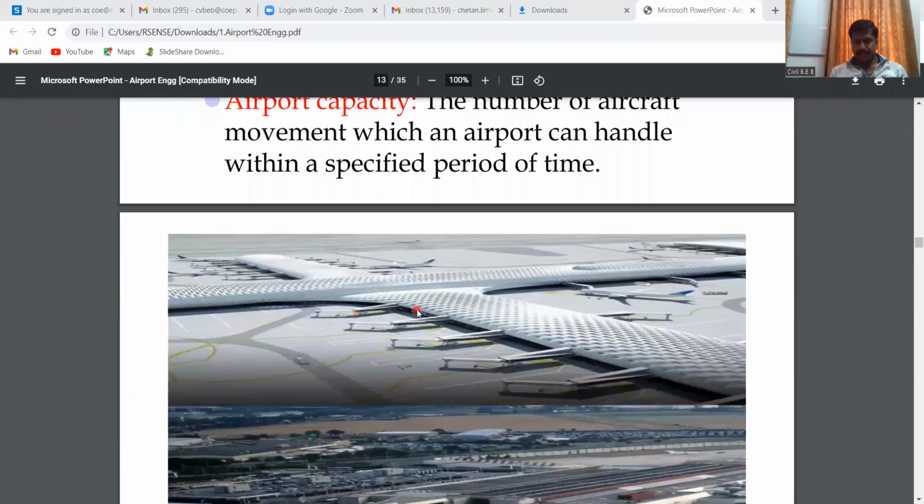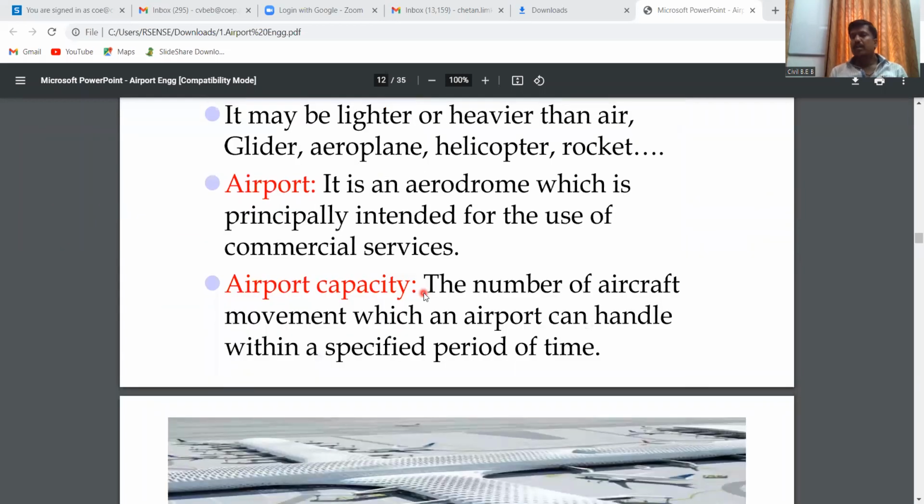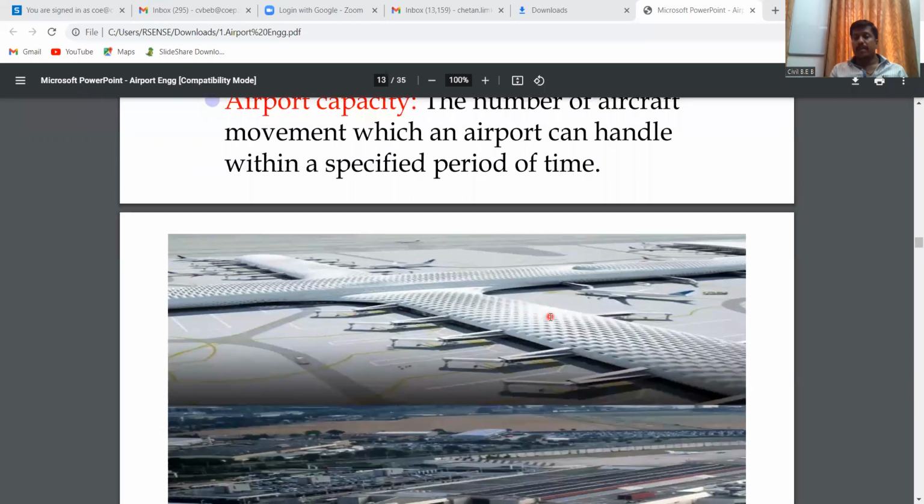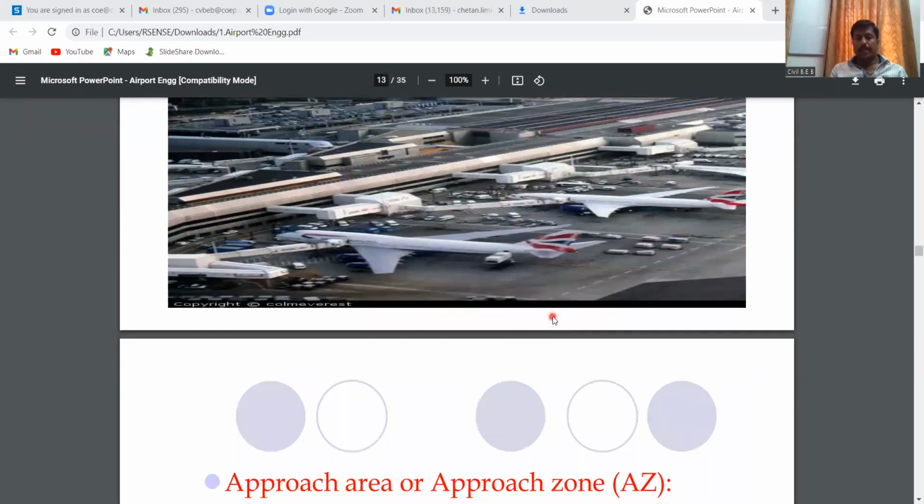Airport capacity. Capacity: how many aircraft will land, how many aircraft will park, how many aircraft will take off. Okay, so the number of aircraft movements which an airport can handle within the specified period of time, we call it as the airport capacity. Okay.